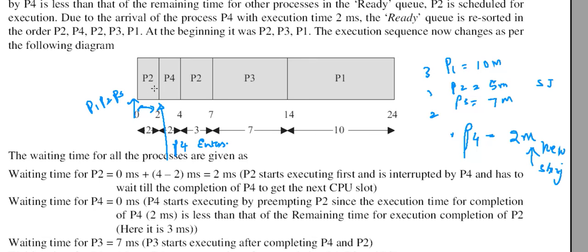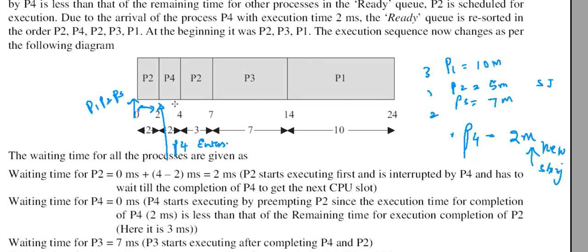Now the scheduler will think that P4 is the shortest job and it will preempt P2. P2 will go to the waiting state and the resources will be given to P4, because at this point, after 2 milliseconds, P2 still has 3 milliseconds of job pending, but P4 comes with the shortest time of 2 milliseconds. So resources will be given to P4, and P2 is now waiting. After that P3 will be given, after that P1 will be given. Now the calculation is very tricky.